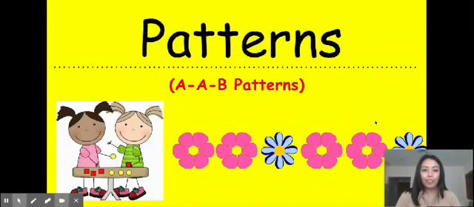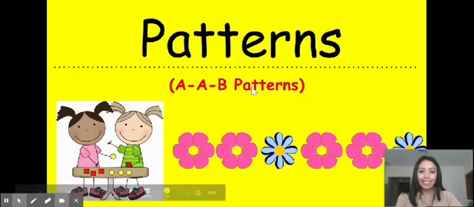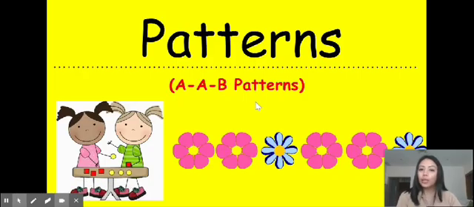Hi everyone! For our lesson today in math, we are going to do patterns. If you remember, we did patterns last week and we did A-B patterns. Today, we are going to do AAB patterns. Let's find out what our learning goal is for this lesson.